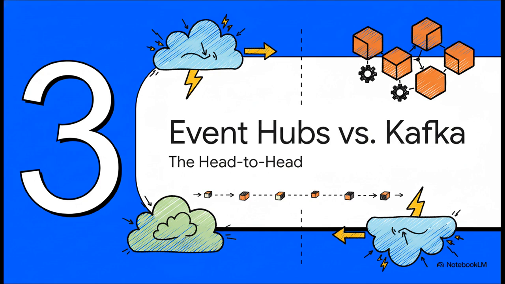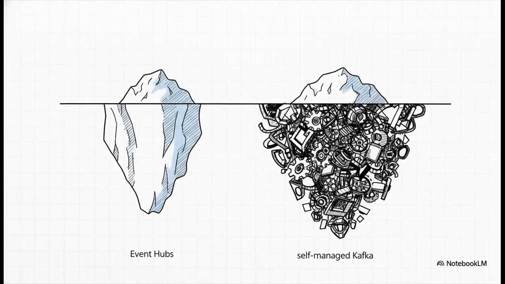Now, if you've been working in this space for any amount of time, you have definitely heard of Apache Kafka. It's the big one. So the natural question is, how does Event Hubs stack up? Let's do a direct comparison. From a bird's eye view, the user model feels very similar. They're both partitioned event streaming platforms.